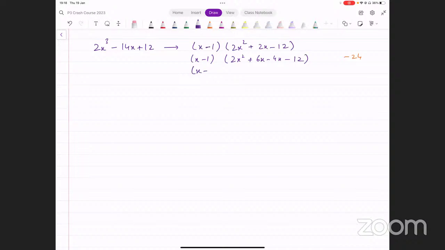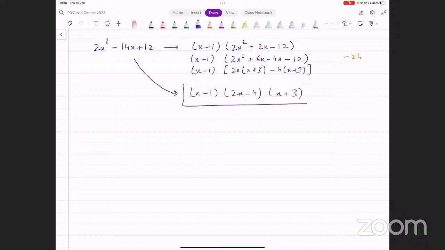And now we get factors from this: x minus 1 into 2x into x plus 3 minus 4 into x plus 3. And now we've got this factorization, x minus 1 into 2x minus 4 into x plus 3. These are the factors that we've got for this polynomial. We have factorized the polynomial. Okay? This is how factorization works.